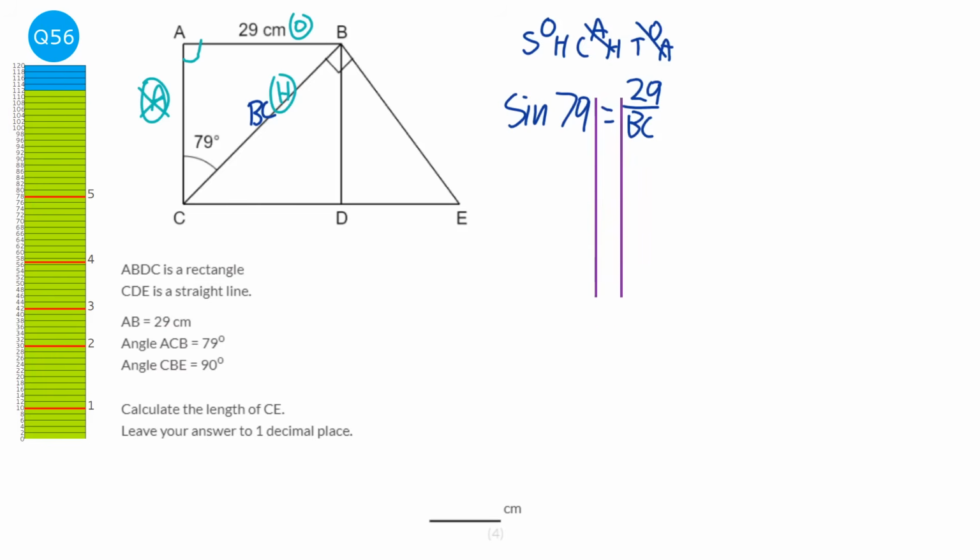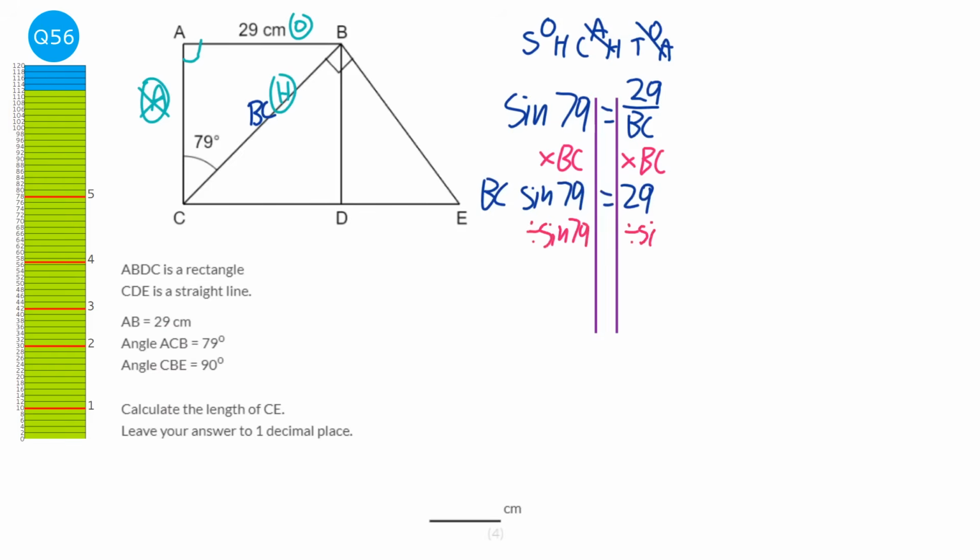So I'm going to put my solving lines in. And we need to times both sides by BC first of all. So we end up with BC sine 79 equals 29. And we're just going to divide both sides by sine 79. Just a bit of rearranging. So BC will be 29 over sine 79. And when you do that in the calculator, you get 29.542, blah, blah, blah.